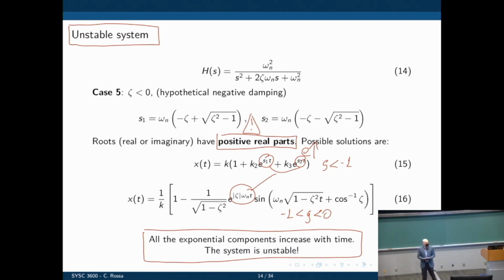Are there any questions about these 5 cases? No? All good?